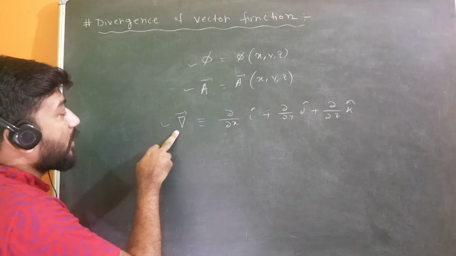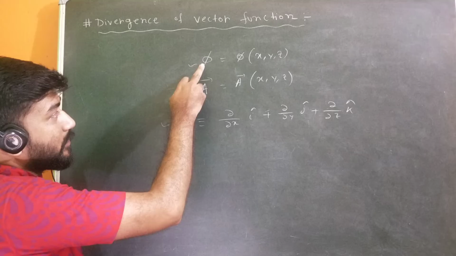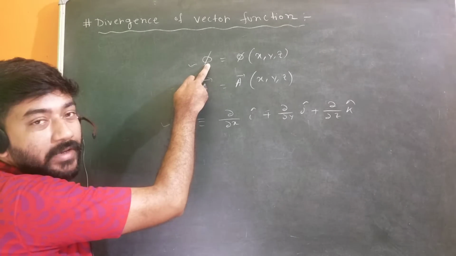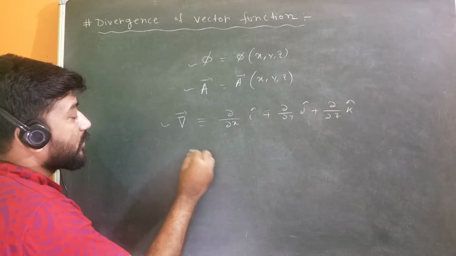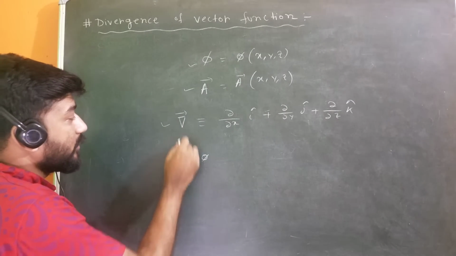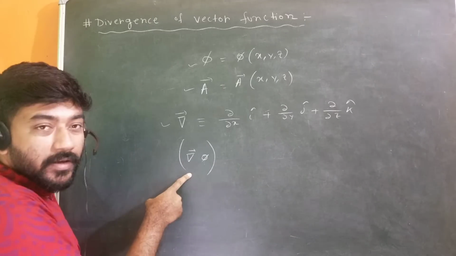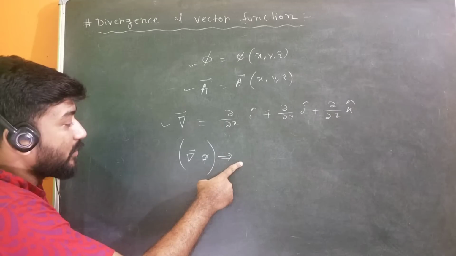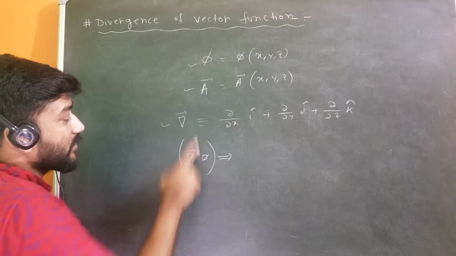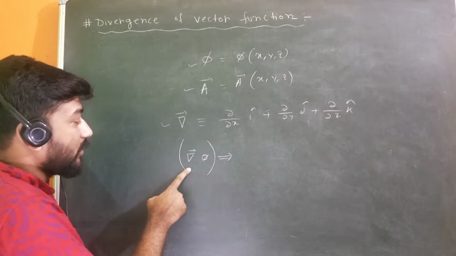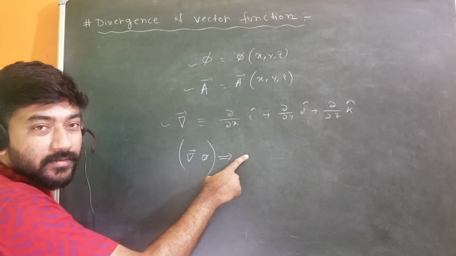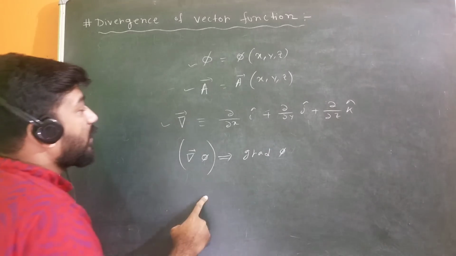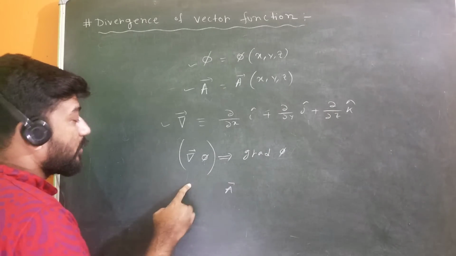So first, what we have done: this operator has operated on phi, and that gives grad phi. When the del operator acts on phi, it gives you a vector quantity. The function here is scalar and the operator is a vector, and it gives you a vector, which is called grad phi. But now we have a vector function and we have a vector operator also.